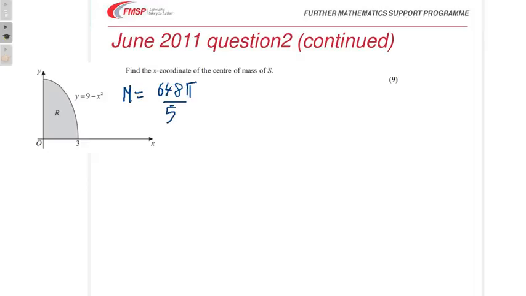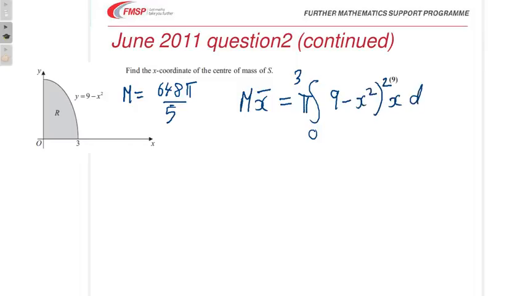So now, m times x bar is equal to the integral from 0 to 3. There's a pi in there that we can take out the front. Pi times the integral of y squared x dx. So it's going to be (9 minus x squared) squared x dx. Now, this is where you need to just switch on your core maths hat. Can you integrate that easily without having to multiply it all out?